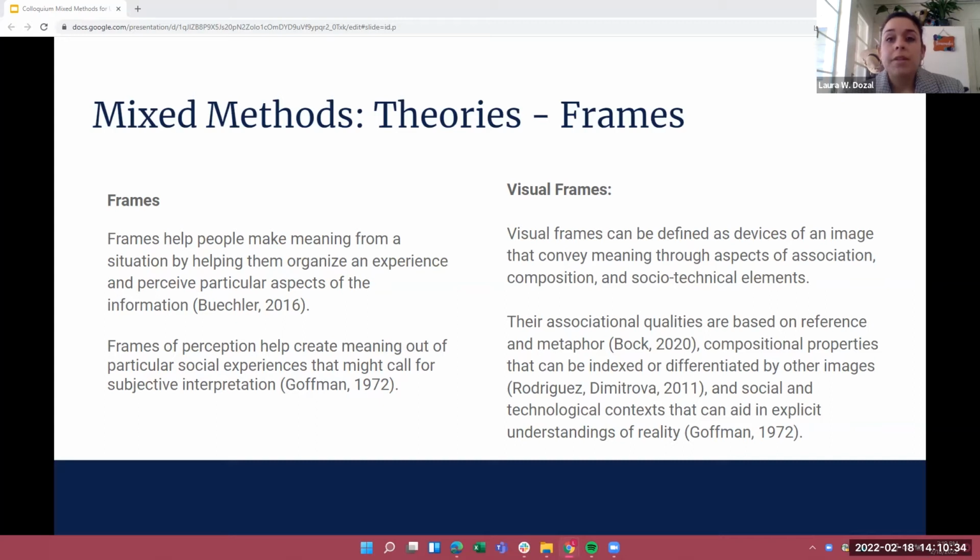Visual frames can be defined as devices of an image that convey meaning through aspects of association, composition, and socio-technical elements. Their associational qualities are based on reference and metaphor, and their compositional properties can be indexed or differentiated by other images, along with social and technological context that can aid in explicit understandings of reality. So essentially, visual frames just help give an idea of what message or meaning is being conveyed in the image.